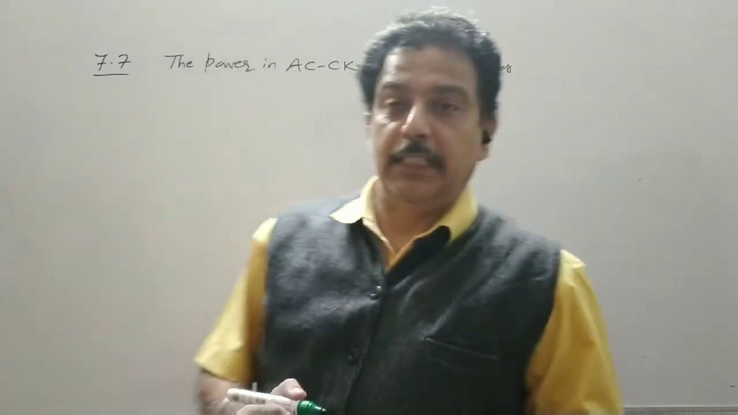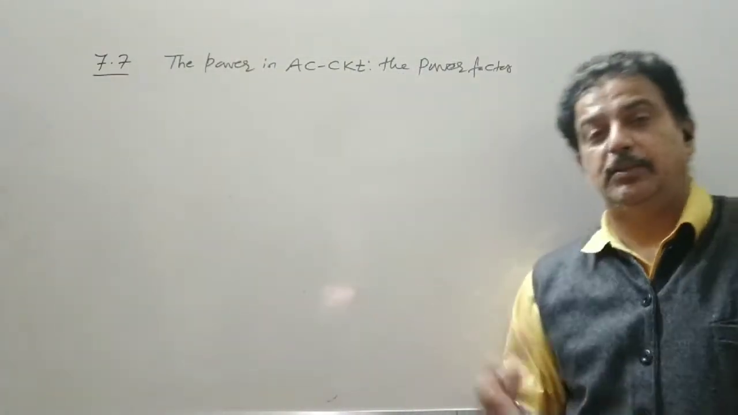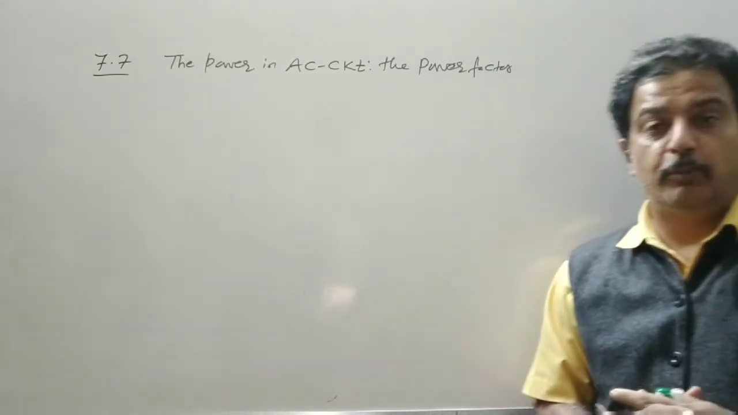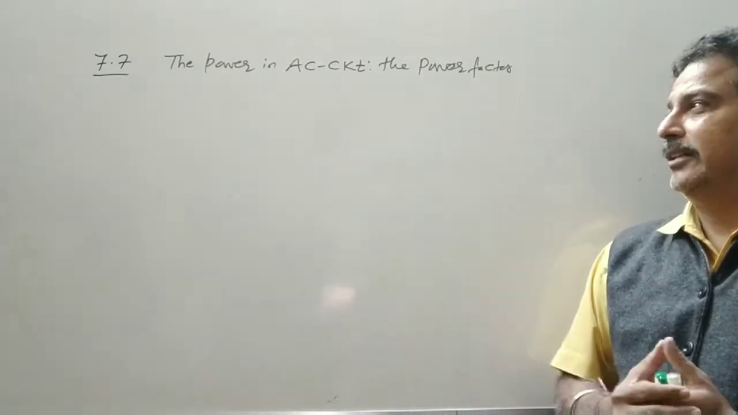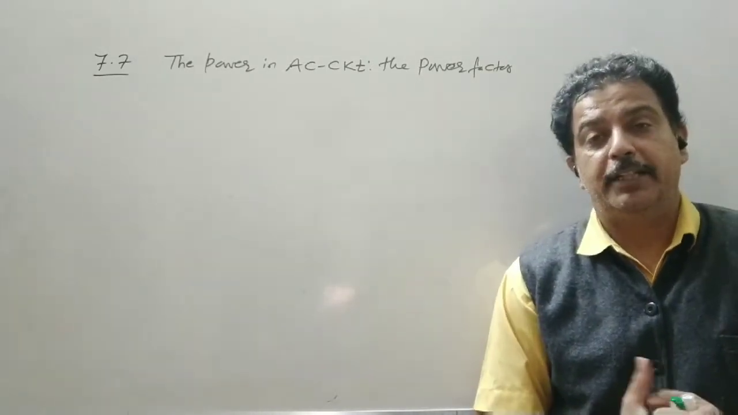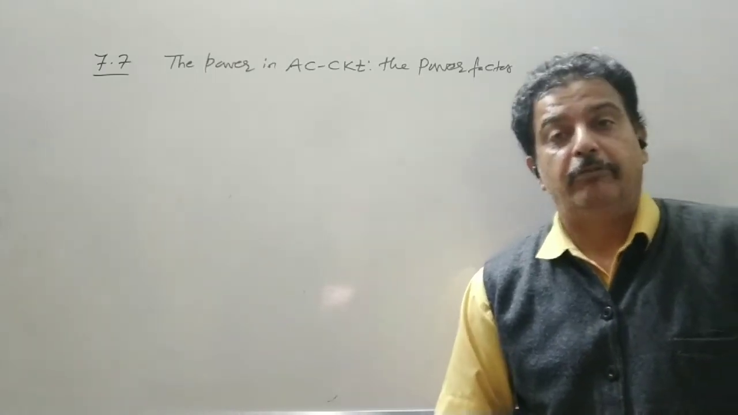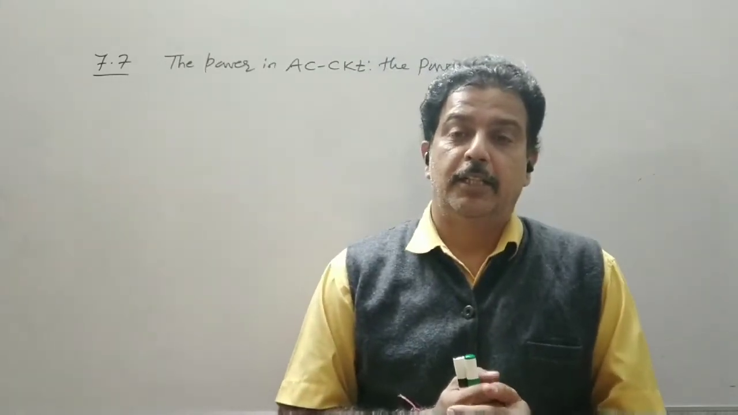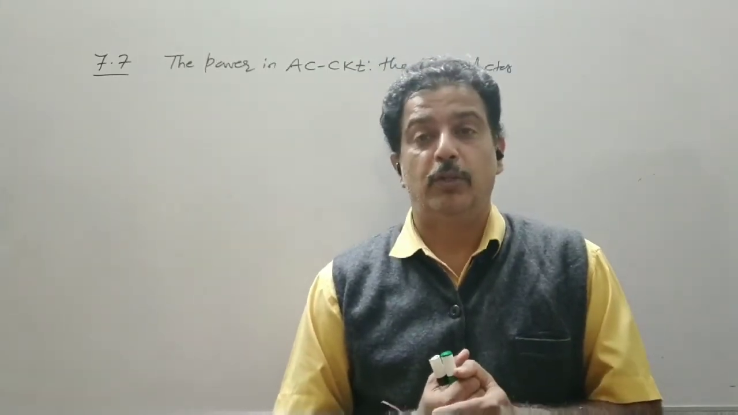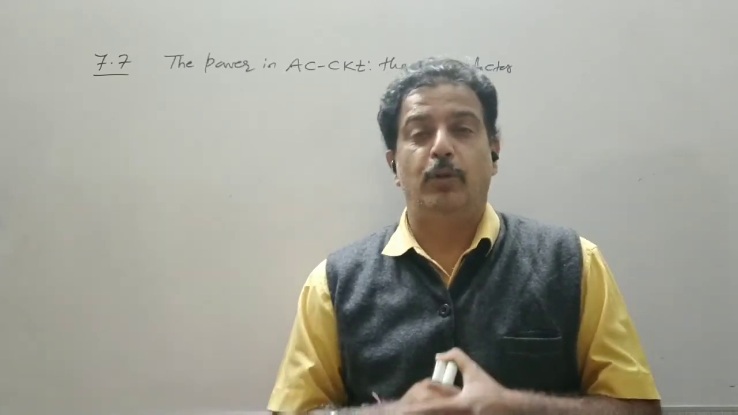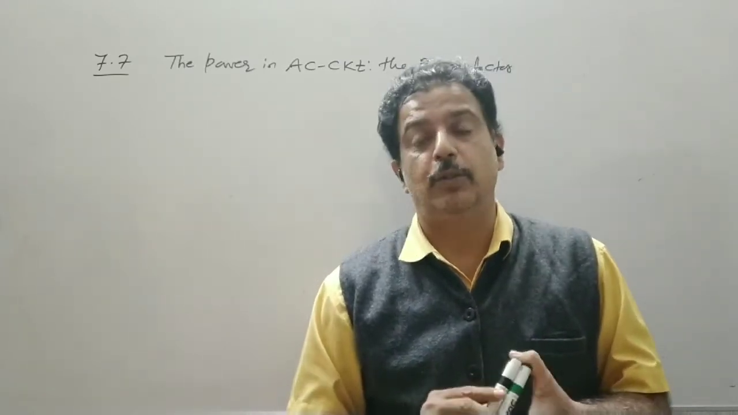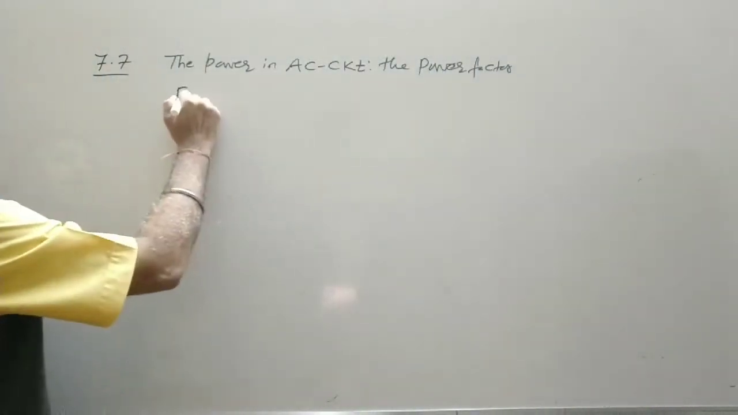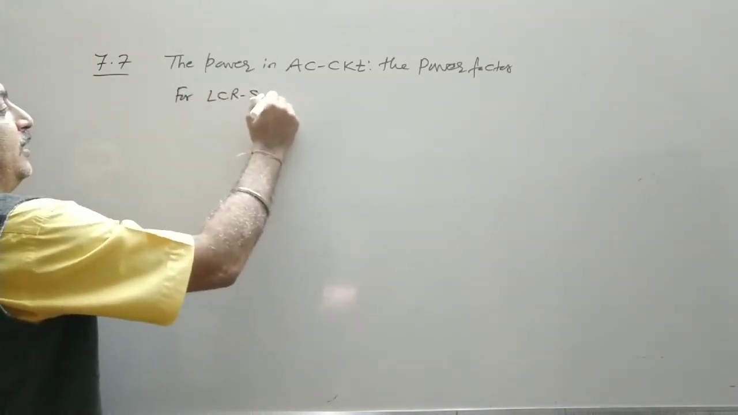Now for this year, this portion has been eliminated from our board exam. Still, it is a simple topic, how the power is dissipated in the circuit. We already know that if a circuit contains only a resistor, the average power was equal to I square R. The power dissipated in a purely inductive or capacitive circuit was 0. And for LCR, now we take a general formula for the LCR series circuit.